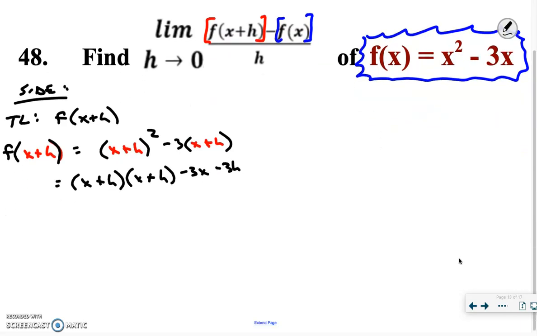All right. So, multiplying the binomials. So, FOIL method. First, we get x squared. Outside xh, inside xh. So, together we have 2xh. And then our last term plus h squared. We still have the minus 3x minus 3h. So, question for you. Does anything combine here? No.